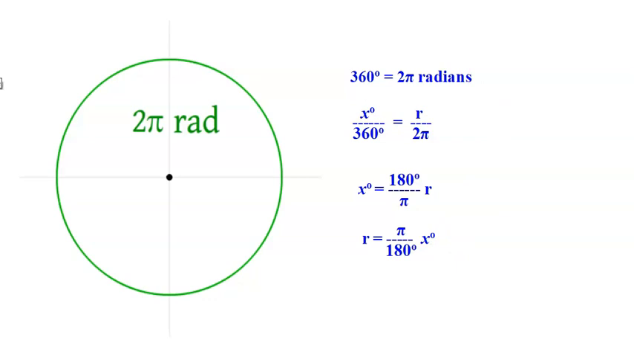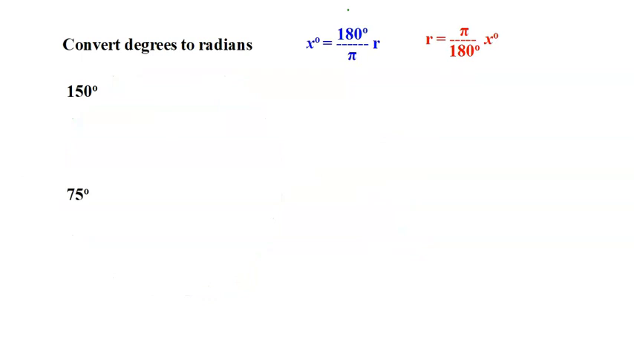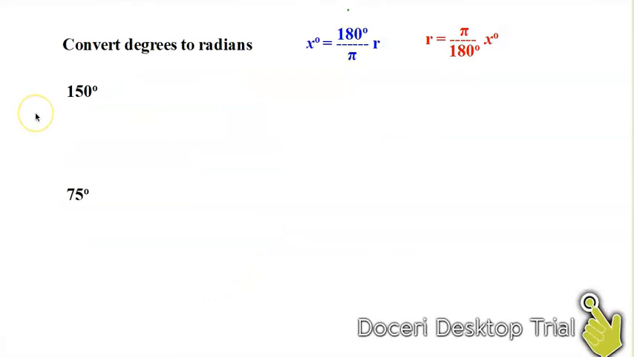We're going to go ahead and do a little bit of conversion real quick. So here we go. We want to convert these degrees to radians. So we have 150 degrees. We want to change it to radians. So that means that I am going to be using the one that changes to radians. That would be this one. I want to get rid of the degrees.